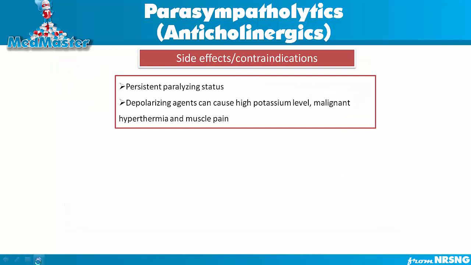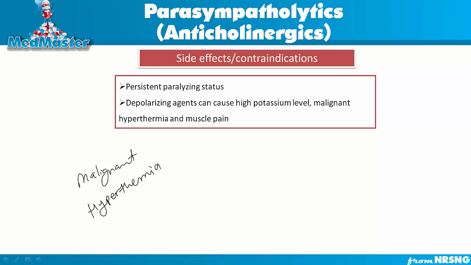What are the side effects and contraindications? It causes a persistent paralyzing status, obviously, and the depolarizing agent, because of its different mechanism of action, can cause hyperkalemia, malignant hyperthermia, and muscle pain. Now, here's the main thing to remember as a nurse: malignant hyperthermia.